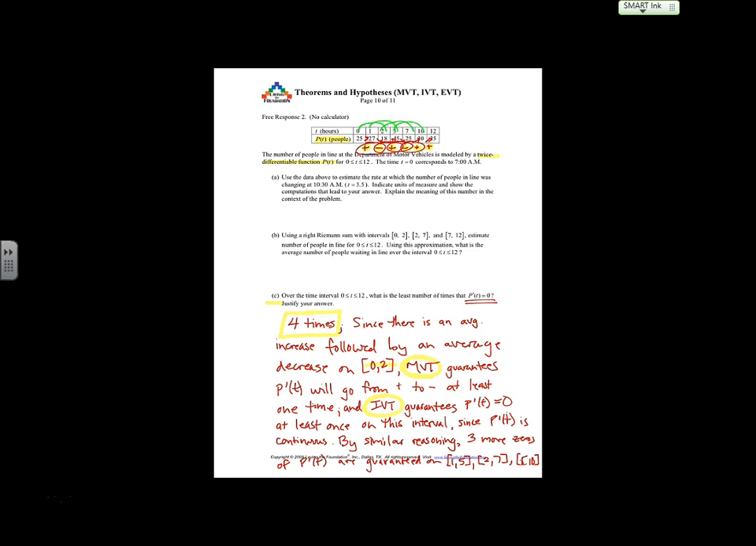Since P prime is continuous, yes, there will be a 0. And then we said, okay, sweet. You guys are smart, you know calculus. Or you could tell me, you're smart, you know calculus. You understand by similar reasoning, it'll work 3 more times. Okay, that's good.